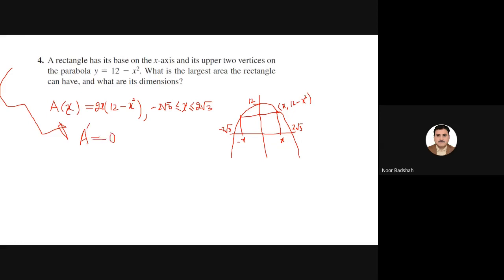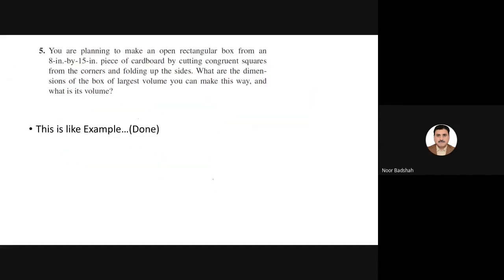Equate that to 0. So in this case, you see the derivative will be 24 minus 6x squared is equal to 0. And that will give you basically x squared is equal to 4, which implies x is equal to 2. Because the length cannot be negative, we take only x equal to 2. So at x equal to 2, the area of the rectangle will be maximum. This is the same example that we did previously, so I hope you could do that yourself.